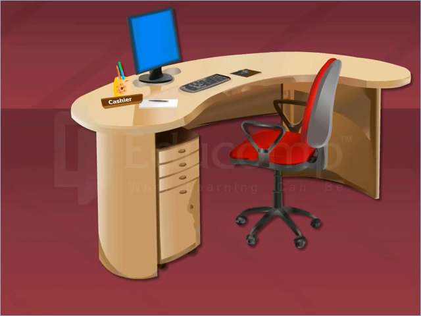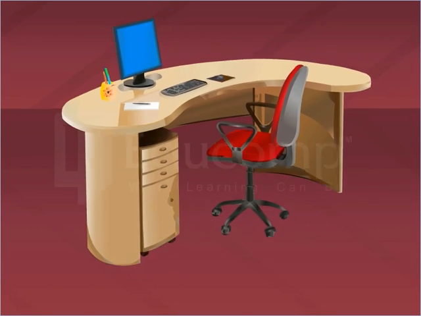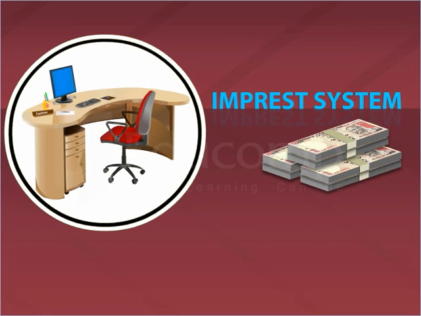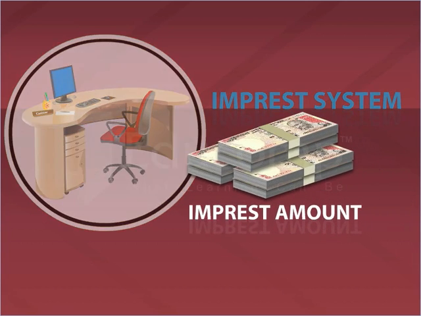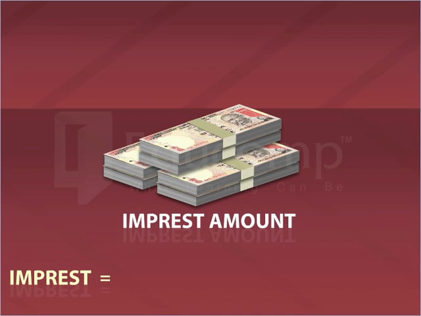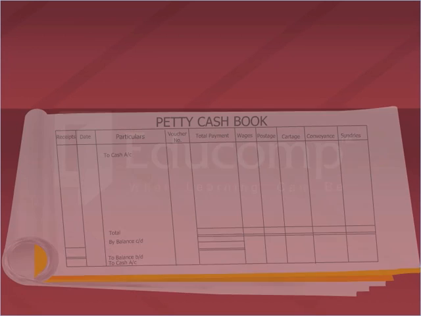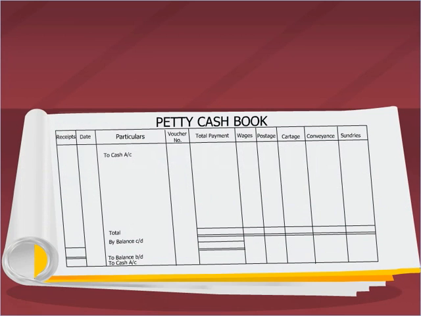The petty cashier works on the imprest system. Under this system, he is given a definite amount at the beginning of a period. This amount is called the imprest amount, as imprest means advance made to a certain person. The petty cash book has a number of columns on the payment side for the most common expenses.